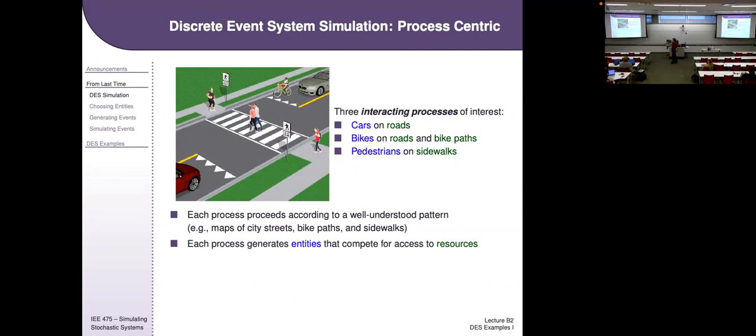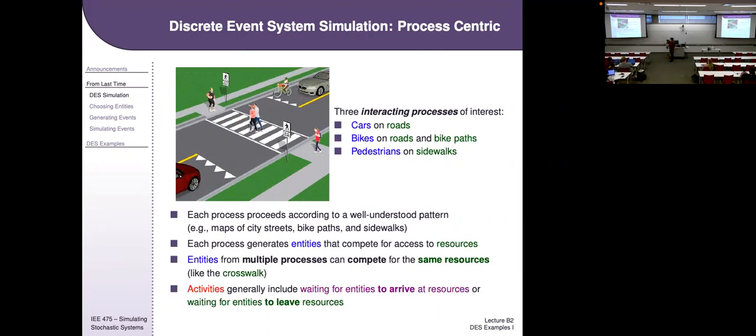And so that crosswalk or the road or the sidewalks, anything that they need access to in order to keep moving that another entity might be taking up at a time is a resource. So we could say the crosswalk is a resource. We can say the road is a resource. We can say the sidewalks are a resource, because those resources have a finite capacity. And once that capacity is full, the only thing you can do is sit and wait in order to get access to that. And so that's kind of how we would model this thing here. So each process generates entities that compete for resources.